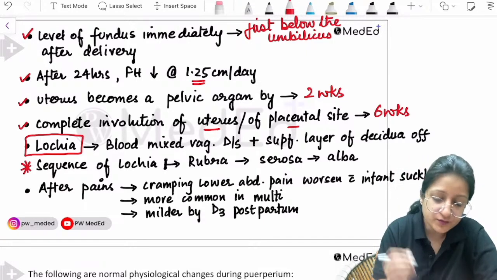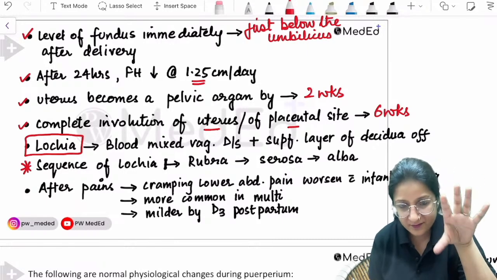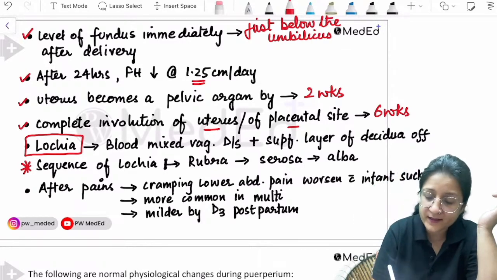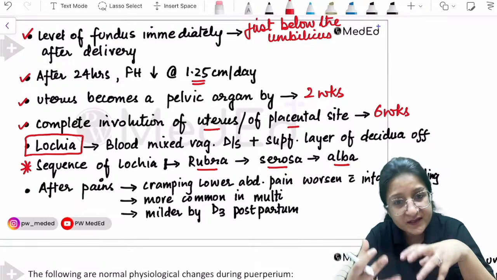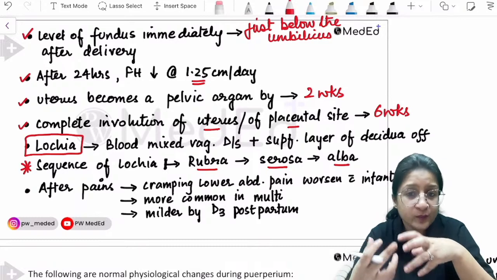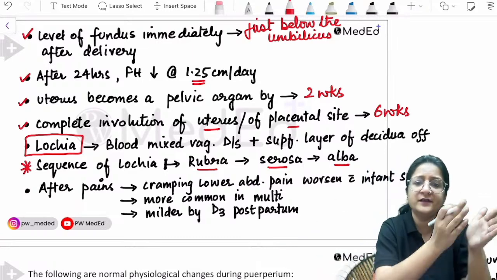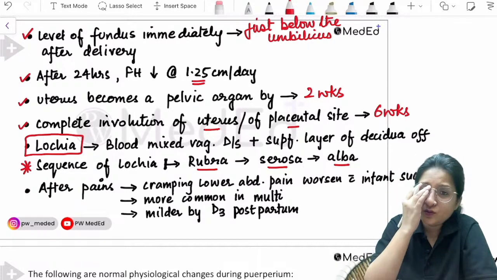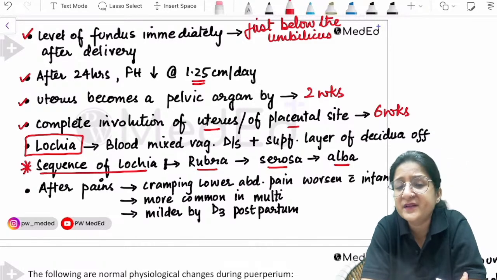Then they ask you the sequence of the lochia. The total duration of lochial discharge after delivery is somewhere around 2 to 3 weeks. The sequence of lochia is rubra, serosa, and alba. For the first 5 days there are more RBCs, so the lochia is red in color. For the next 5 days there are more WBCs and fewer RBCs, so it is serous in color. For the last 5 days it is alba, meaning white colored because of the predominance of WBCs. This is the sequence of lochial discharge, a direct MCQ, so remember that also.